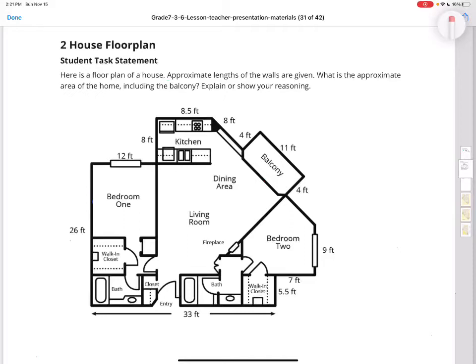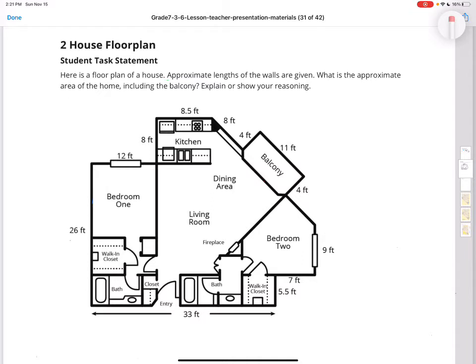All right, guys, let's look at the second statement of this lesson called house floor plan. Here is a floor plan of a house. Approximate lengths of the walls are given. What is the approximate area of the home, including the balcony? Explain or show your reasoning.